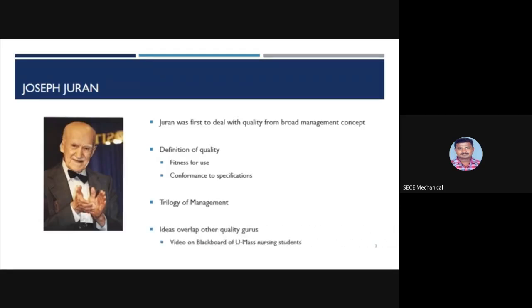Overlap with other quality gurus. Like Deming, Juran believed that motivational approaches were not helpful in establishing quality. See the video on Deming's red bead experiment in Blackboard. Instead, Juran preferred setting specific goals and developing plans to meet those goals. Management is responsible for providing the necessary resources to meet quality goals.